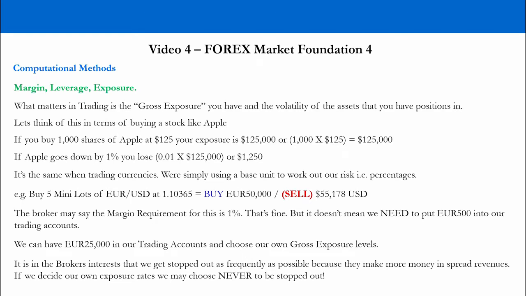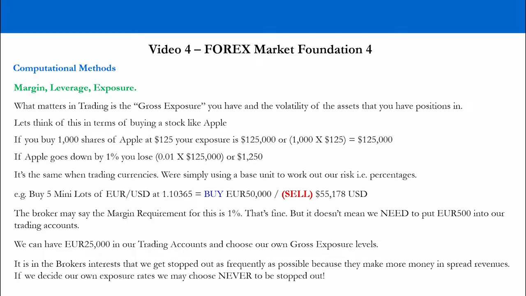So our percentages. So let's say we bought 5 mini lots of euro dollar at 1.10365. That's going to be 50,000 euros. So in base currency, 50,000. And it's going to be in US dollars, 55,178 US dollars. So in quote currency, 55,178. And the broker, let's say the margin requirement at the broker is 1%.